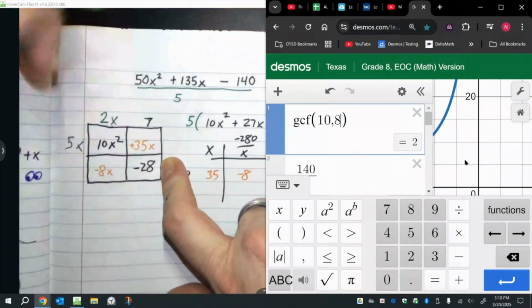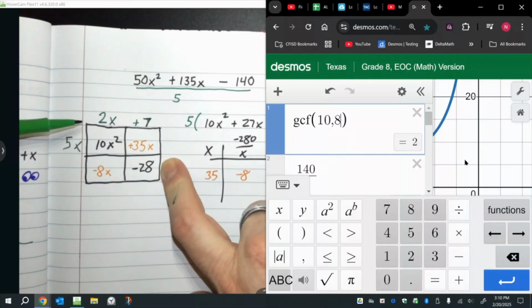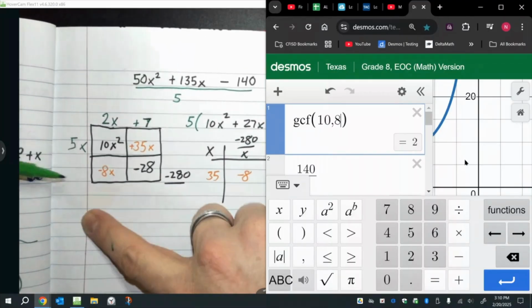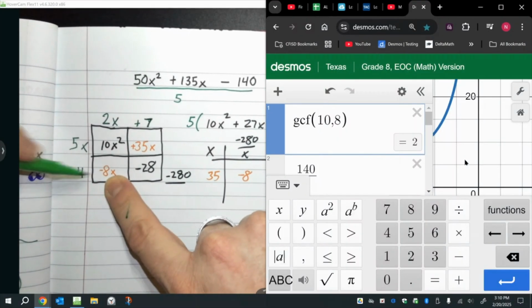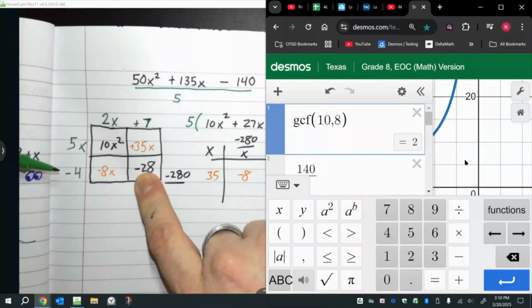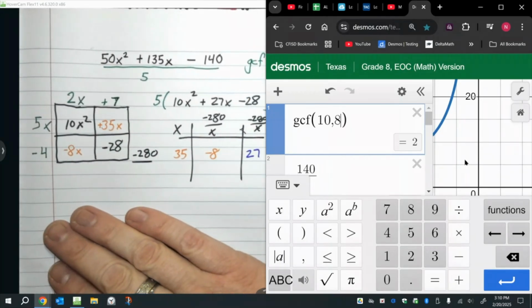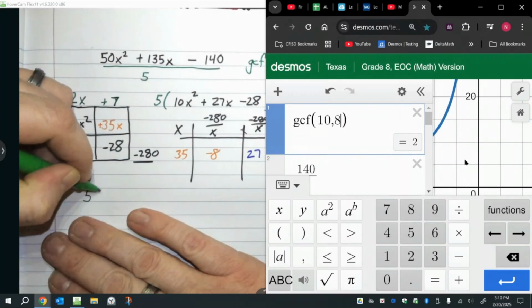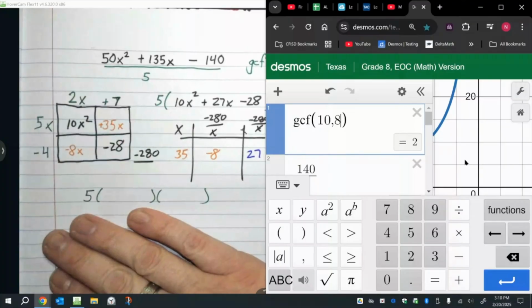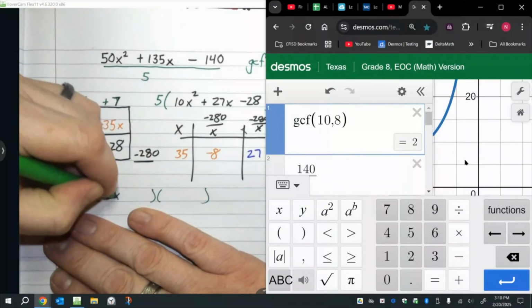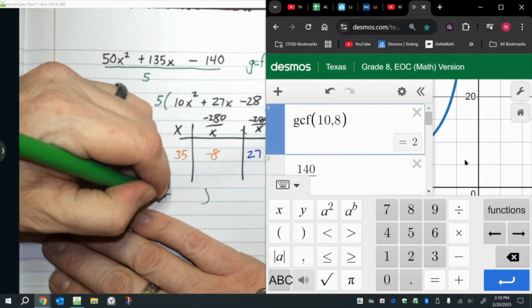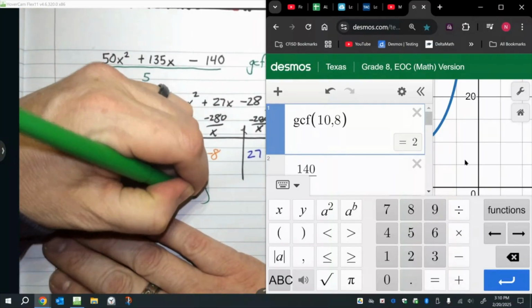So this is going to be positive 7. And then if I take my 2 and I multiply this with a 4, negative 4 gives me negative 8. Negative 4 times positive 7 is negative 28. So there we go, there's my final answer. I have my 5 out in front of my parentheses, and I have 2x plus 7 and then 5x minus 4. And that is my final answer.